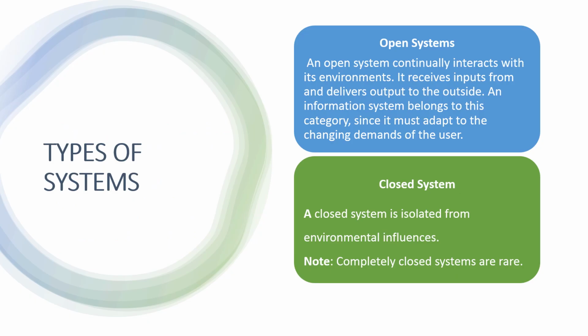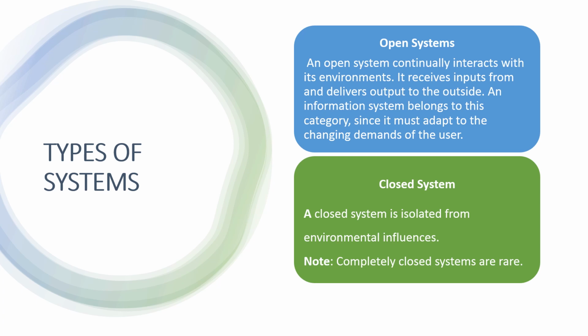Types of systems. Open systems. Open systems वो systems होते हैं जो continually environment से interact करते हैं. They take their input from outside and deliver output to the outside only. जब भी कोई information system यूजर की changing demands के साथ खुद को adapt कर लेता है, then it falls into open system category.